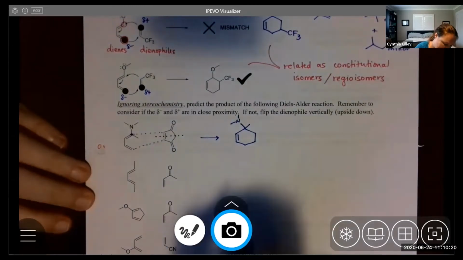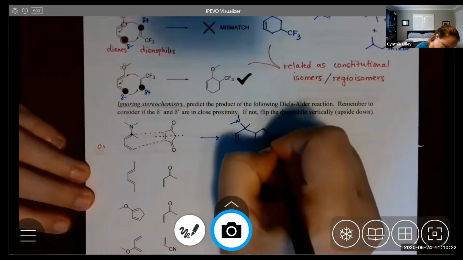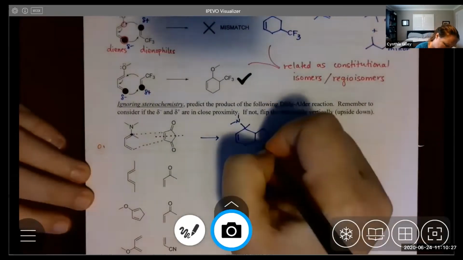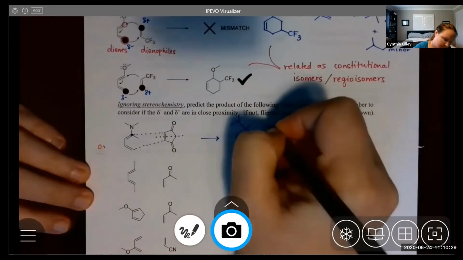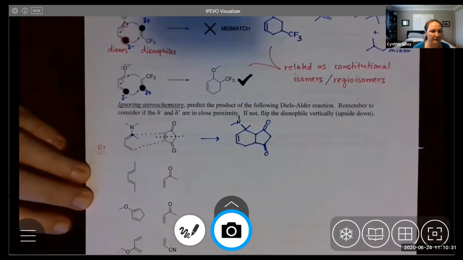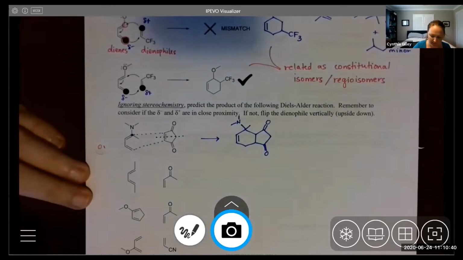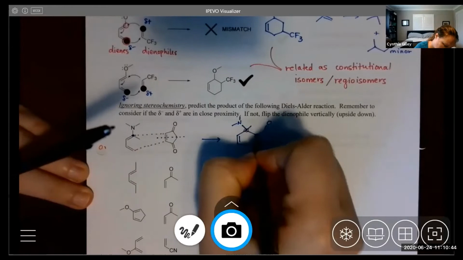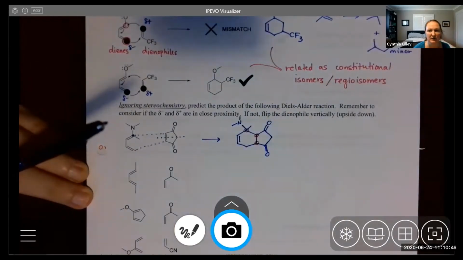And then the dienophile was actually the cyclic structure itself, so we can draw in an attached ring here. Is that okay with everybody? So we're just combining them. Of course, we did form 3 new stereocenters here. So when we are considering stereochemistry, we will need to put dashes and wedges there, but not for now.